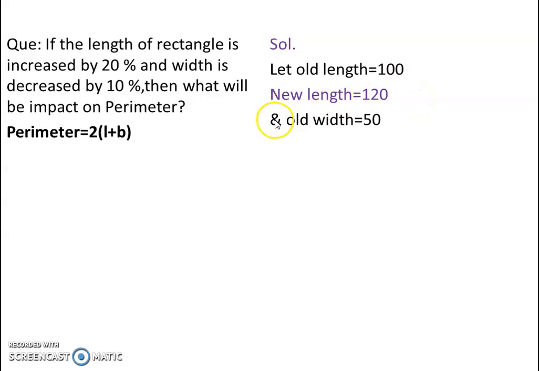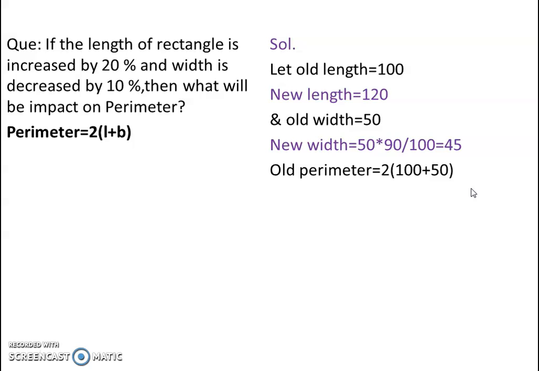Now assume old width as 50. So as the width is decreased by 10%, new width will be 90% of old width, as 100 minus 10 is 90. So new width will be 90% of 50, and it is equal to 45. Now we know old length, old width, new length and new width. Now we can calculate perimeter.